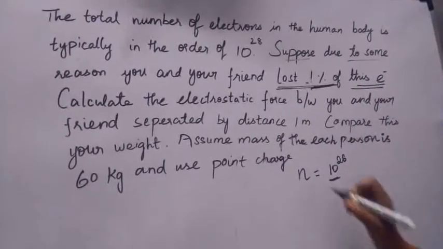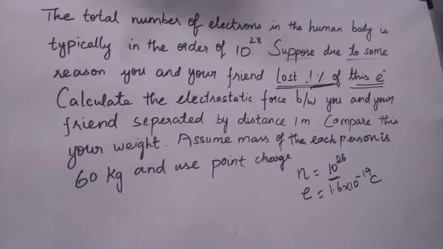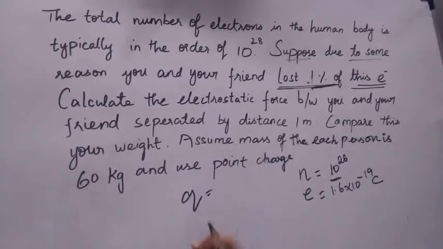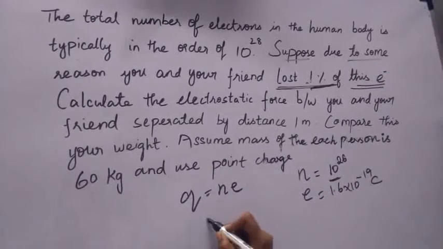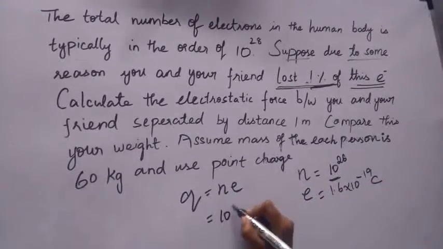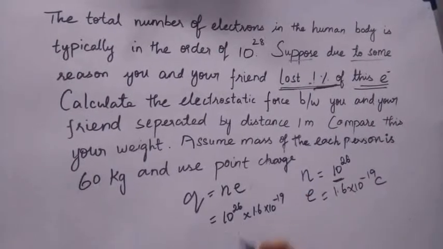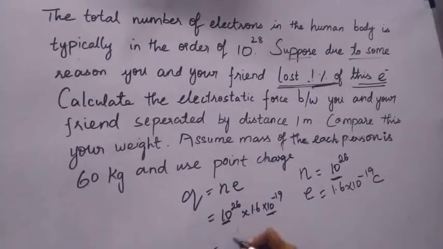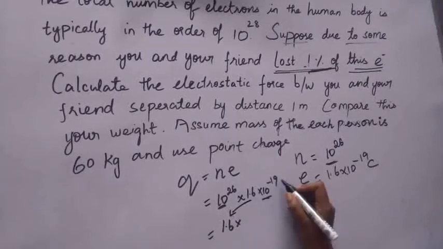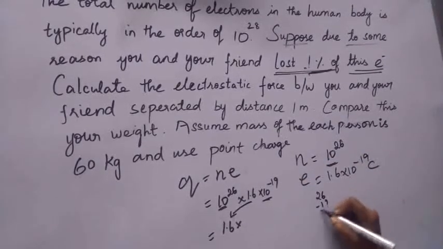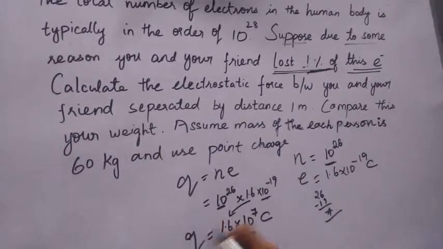And we know that the e value is 1.6 into 10 to the power minus 19 coulomb. So what is one charge value, Q? Relating this Q, n and e, the formula is Q is equal to n into e. So my n value is 10 to the power 26 and the e value is 1.6 into 10 to the power minus 19. So add up the powers of your 10s here. It is 1.6 as such, and 10 to the power 26 into 10 to the power minus 19. 26 minus 19, it is 7. So into 10 to the power 7. So this is my charge value Q.